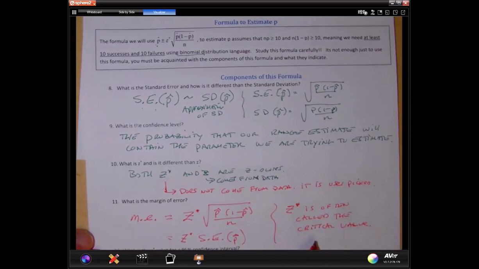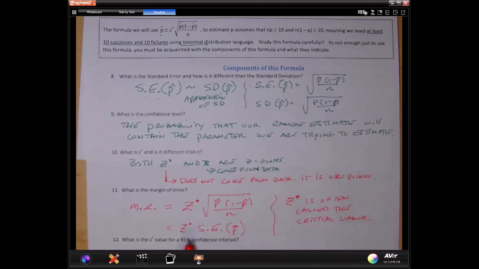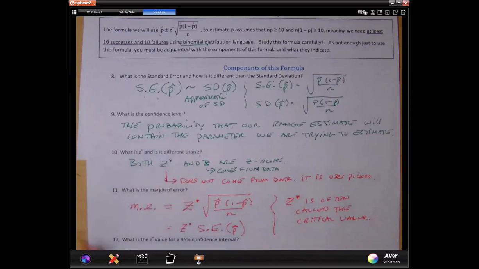And in mathematics, the critical value is this cutoff. On one side of the critical value, something happens. On the other side, something else happens. So right now, we're using this to create our interval, which is what happens when we choose this value. Then we can figure out the confidence level. So Z star is used to determine the confidence level.